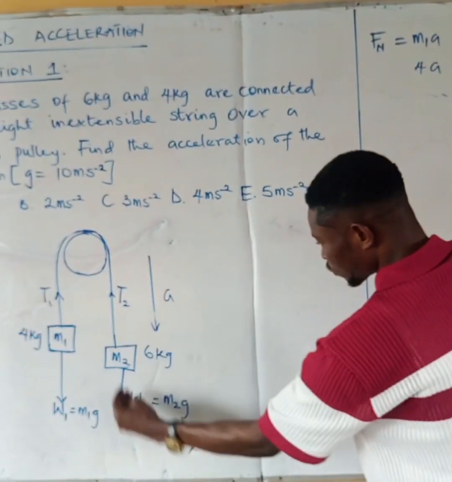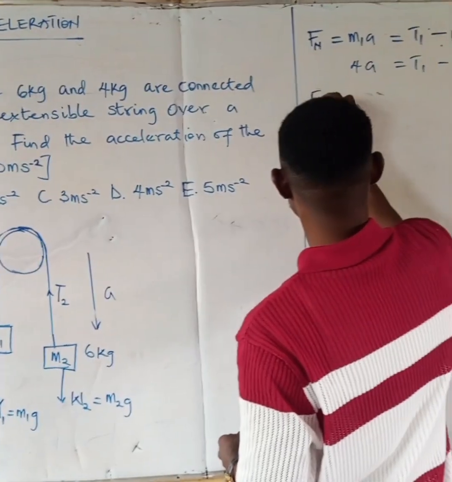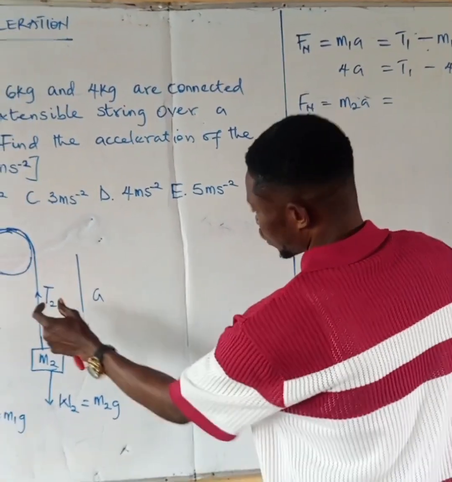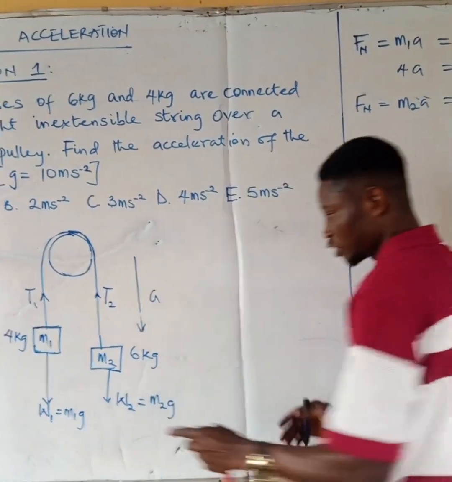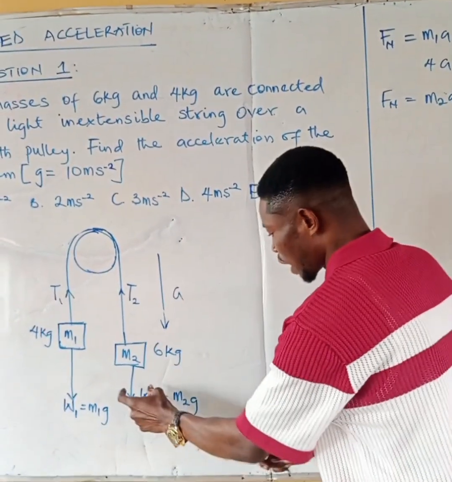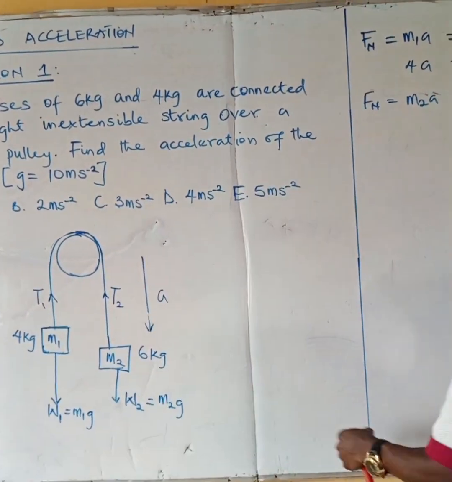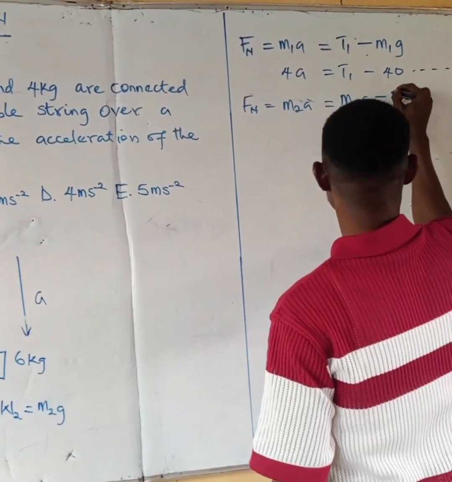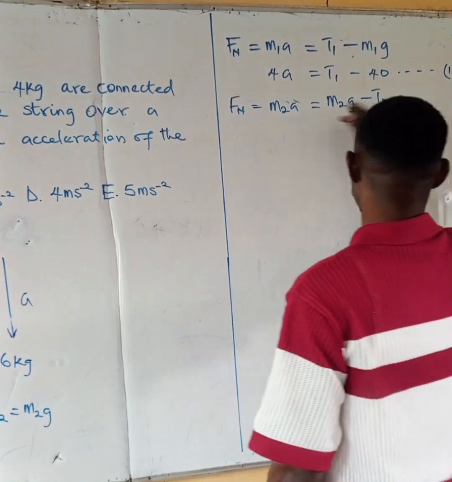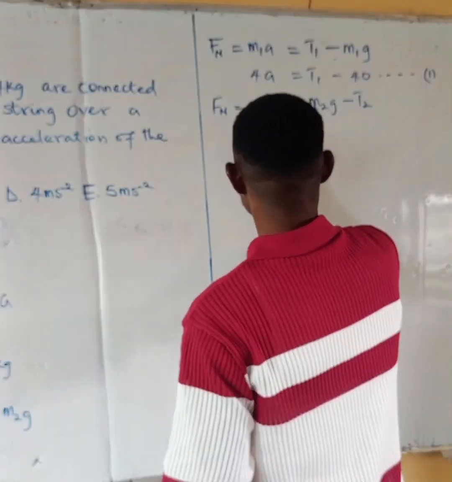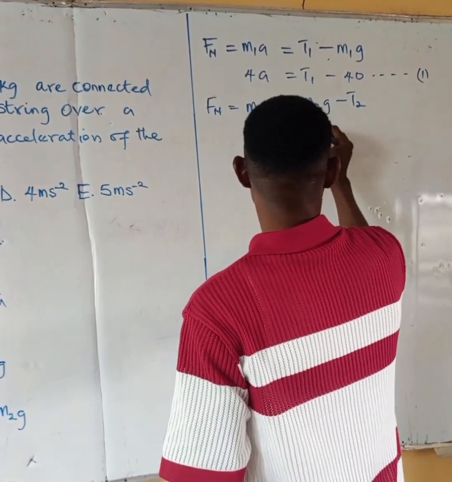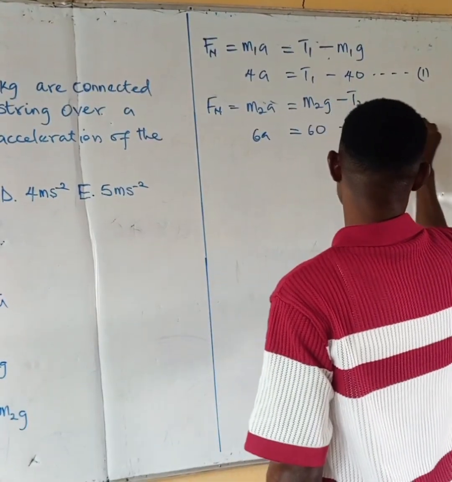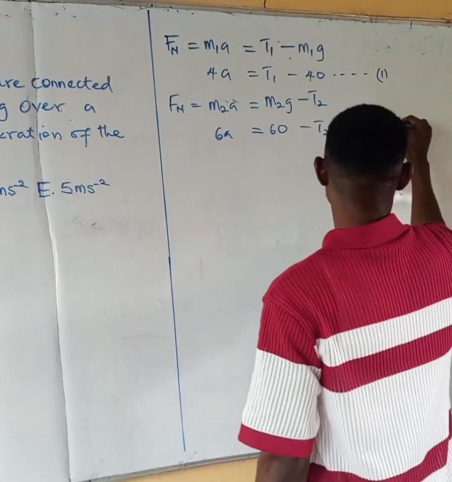Again, if we do the same thing for mass 2, we will have net force equal to M2A, which is equal to, since it moves in this direction, the motion is favored by W2, the weight of mass 2. So we will have M2G minus T2. If we substitute here, we get 6A is equal to 60 minus T2. We call this our equation 2.